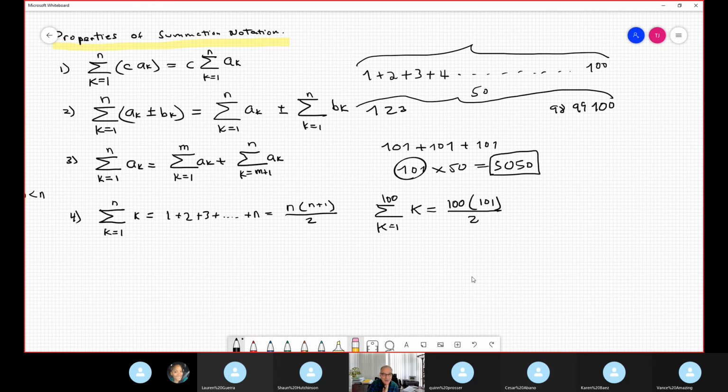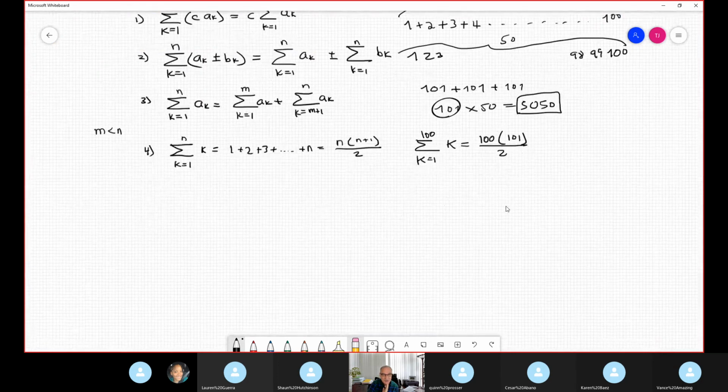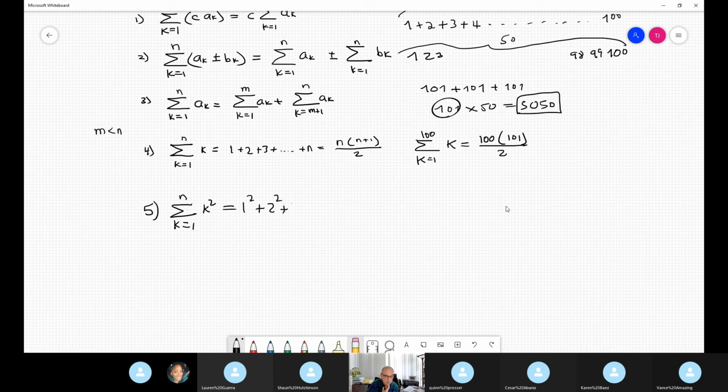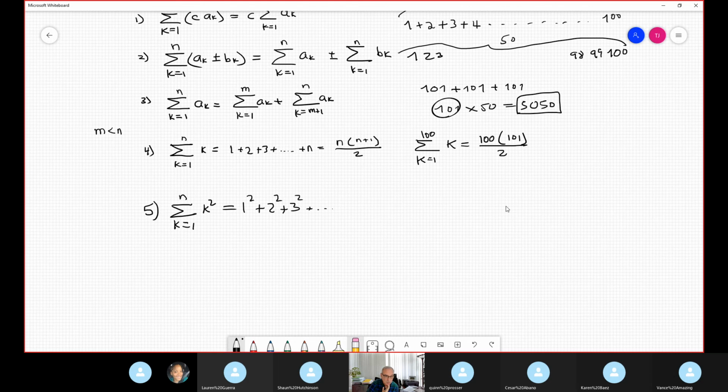Okay. However, we have two more important expressions that you need to know in Calculus 1. Suppose the summation of the first n squares: 1 squared plus 2 squared plus 3 squared, and so on, until n squared. And we have a formula for this. The formula is not obvious, but we can prove it. But not today, of course.